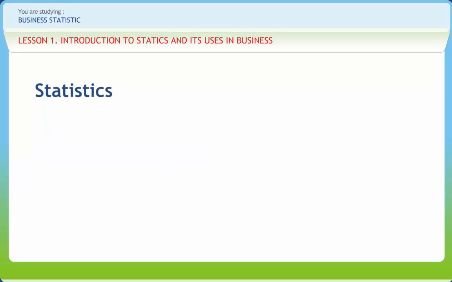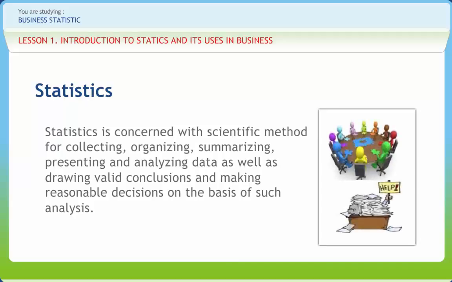The origin of statistics is indicated by the word itself, which seems to have been derived either from the Latin word status or from the Italian word statista, or maybe from the German word Statistik. The meaning of all these words is political state. Statistics is concerned with scientific method for collecting, organizing, summarizing, presenting, and analyzing data, as well as drawing valid conclusions and making reasonable decisions on the basis of such analysis.